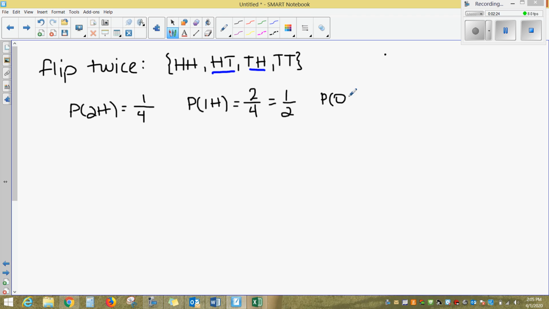Maybe I want to find the probability that I don't get any heads. Then if I count that up on the list, there's 1 way of getting no heads at all. That's tail, tail at the end, out of 4 possible outcomes. So the probability that I flip 2 heads in a row happens 1/4 of the time, or that probability is 1/4. The probability that I get 1 of each happens half the time, and the probability that I don't get any heads at all should be equal to 1/4.